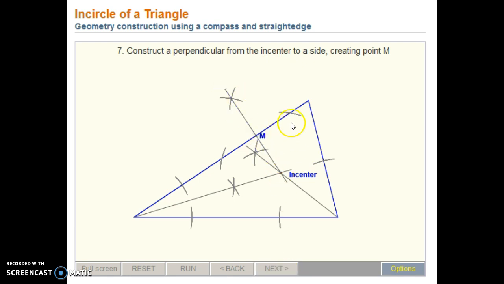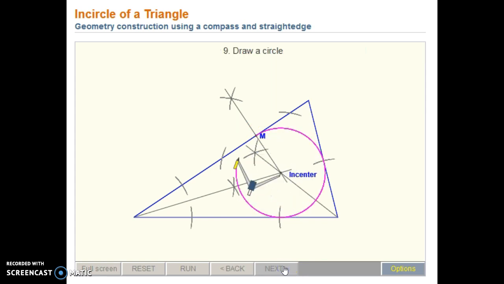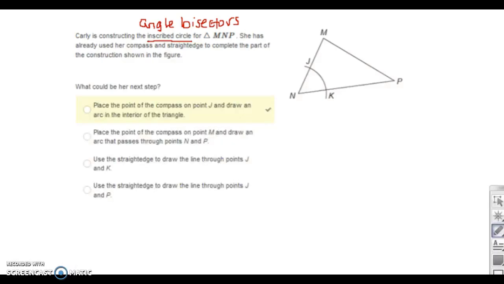they're actually doing this a little bit different than I would have, but that's okay. So now they have the perpendicular from the incenter to the side. And then they're going to open their compass from the incenter to point M, and they're going to draw their circle on the inside. Okay. So again, you can watch that recording from Math Open Reference as many times as you need to kind of get that in your brain.